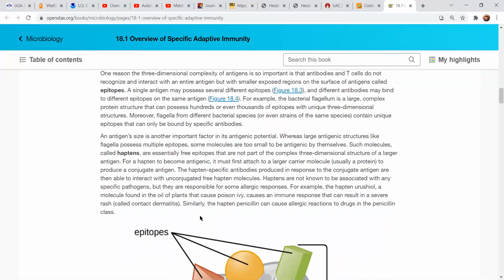The antigen size is also important in its antigenic potential. Some molecules are too small to be antigenic by themselves. They're called haptens, and they're basically free epitopes. For a hapten to trigger an immune response, basically for it to become antigenic, it has to attach to a larger molecule. Haptens are responsible primarily for allergic responses. For instance, people who are allergic to poison ivy are actually allergic to the oil called urushiol, and this is considered a hapten.